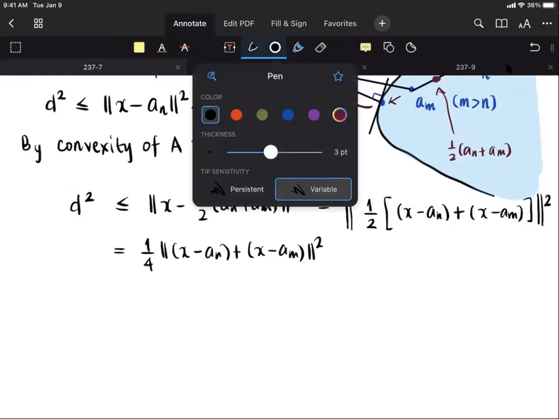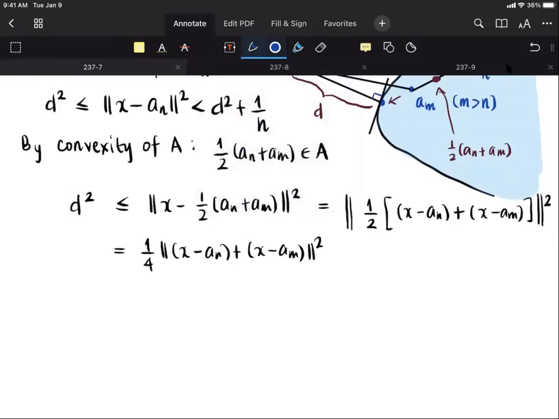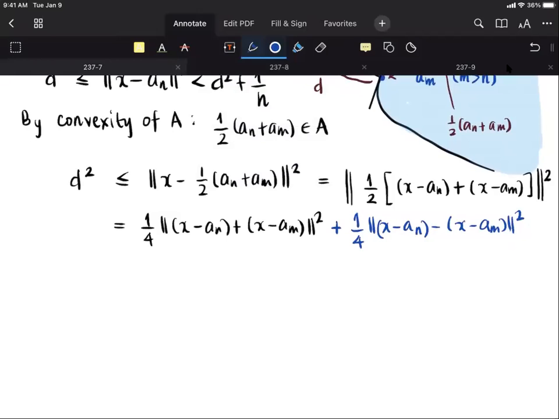The next trick is to, let's say, add and subtract a term. So here we would like to add the difference, the norm squared of the difference. So to compensate that, we subtract the same term. But take note that this difference, this X here will cancel, and you end up with AM minus AN, norm squared.